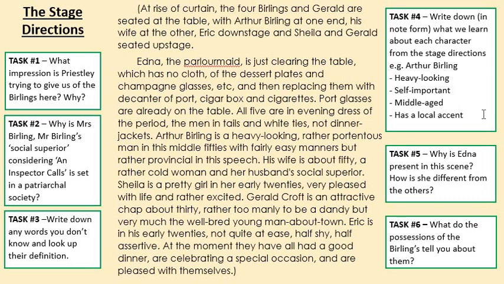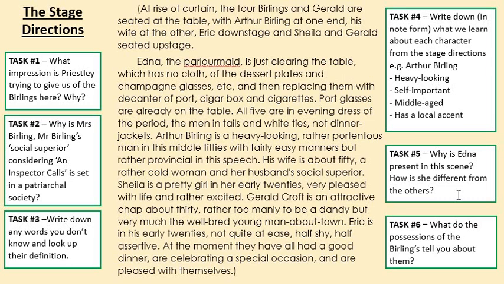So you need to do that for each of the 5 characters. So that's Arthur Burling, Sybil Burling, Sheila Burling, Gerald Croft, and Eric Burling. Task 5 is focusing on why Edna, the parlourmaid, is present in this scene and how is she different. Obviously, we can infer that she's of a lower class, she's a maid, but interestingly, she's also the only character here who doesn't get given a last name, signifying perhaps that she's less important or less significant, highlighting Priestley's views on inequality.